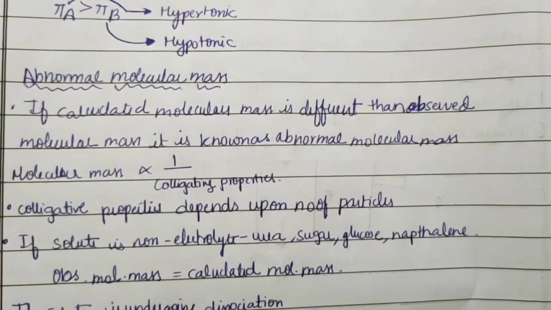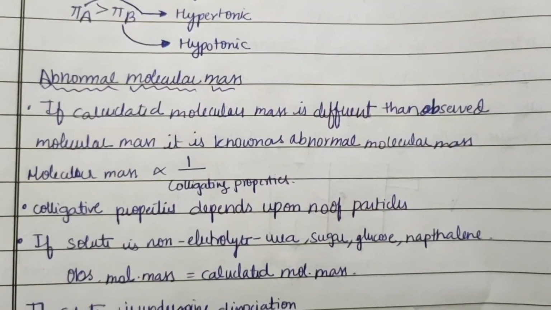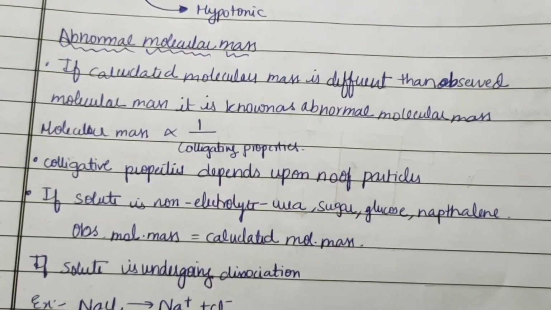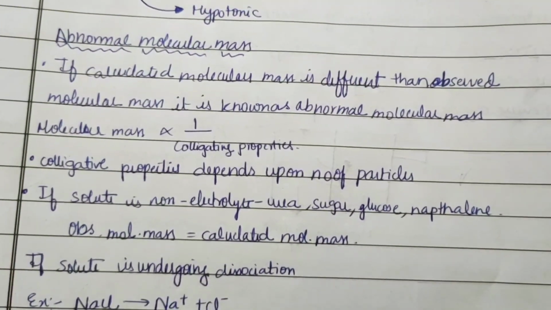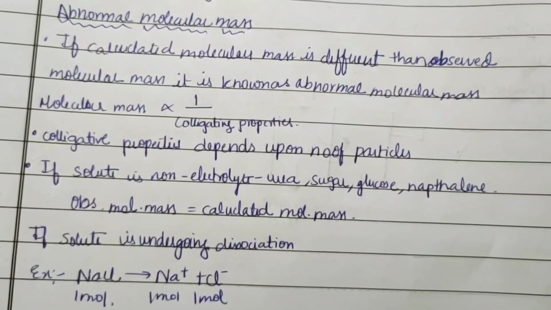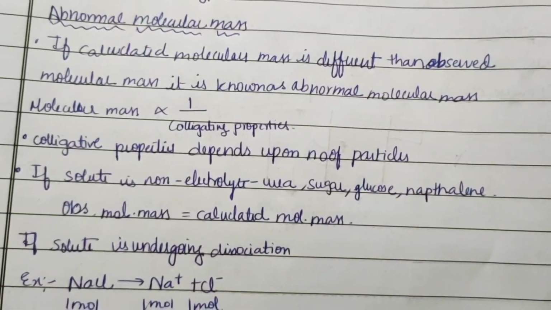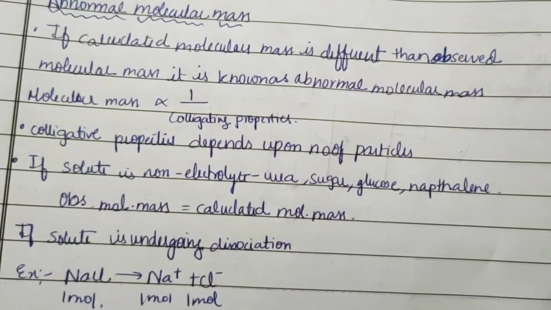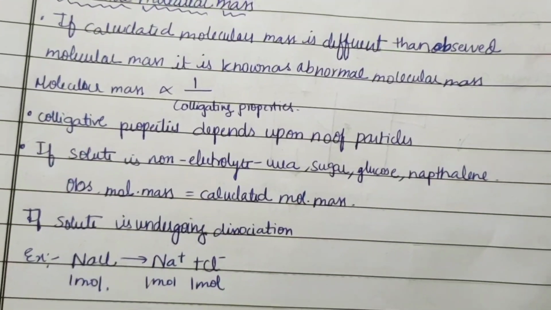Abnormal molecular mass. If the calculated molecular mass is different from the observed molecular mass, it is known as abnormal molecular mass. Molecular mass is directly proportional to 1 by colligative properties. Colligative properties depend upon the number of particles. If the solute is a non-electrolyte, like urea, sugar, glucose, or naphthalene, then the observed molecular mass equals the calculated molecular mass.